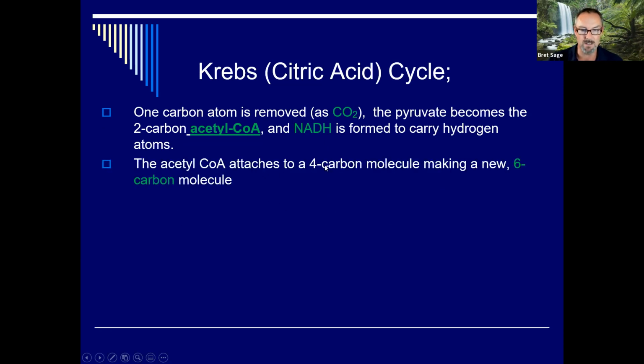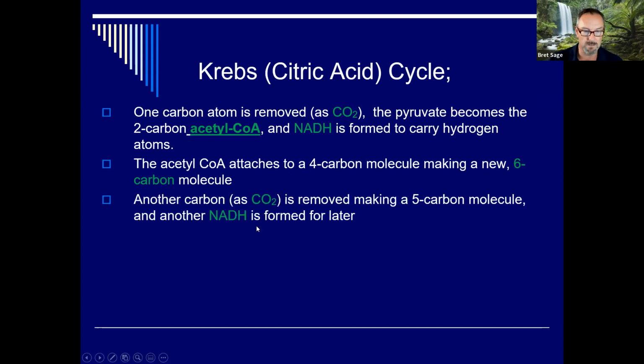The acetyl-CoA attaches to a 4-carbon molecule, making a new 6-carbon molecule. That 6-carbon molecule is right there, citric acid. So this is the prep thing right before the citric acid or Krebs cycle. And this 6-carbon molecule is citric acid, which is the first main molecule of this process. Another carbon, as carbon dioxide, is removed. Notice that the way that we're getting rid of the carbons that came in is in the form of carbon dioxide.